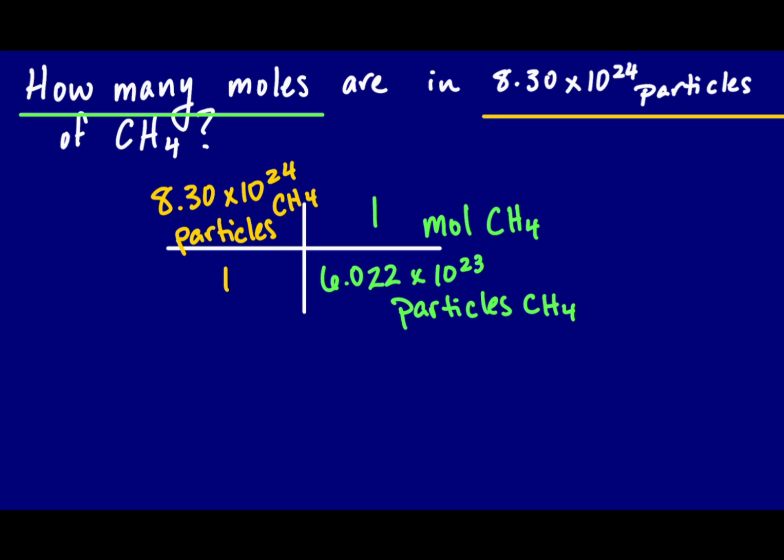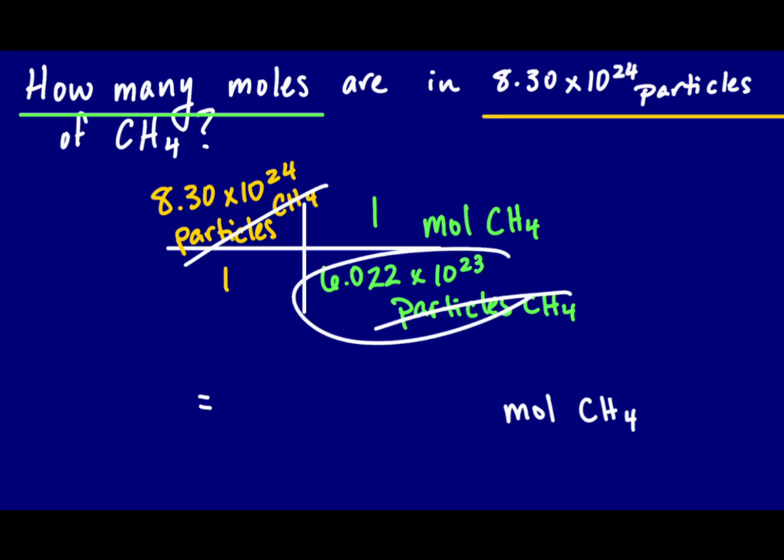Now, we still want the units to cancel. Particles of CH4 are diagonal, so we are able to get rid of those. We are left now only with units of moles, which is what we wanted to solve for. Now we have to think, is this multiplication or division? Our converting factor value, the number, is in the denominator here. So that means we are going to divide by this converting factor. So we will have 8.30 times 10 to the 24 divided by 6.022 times 10 to the 23rd.